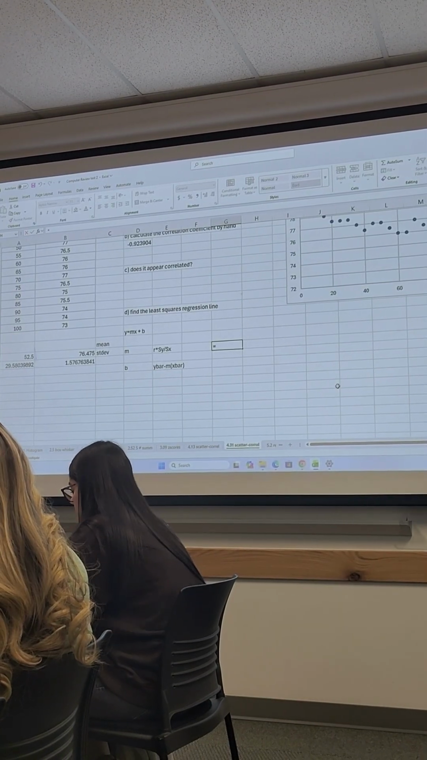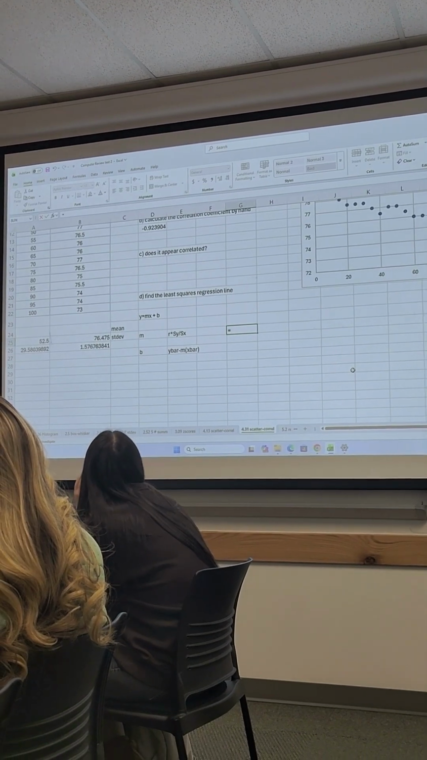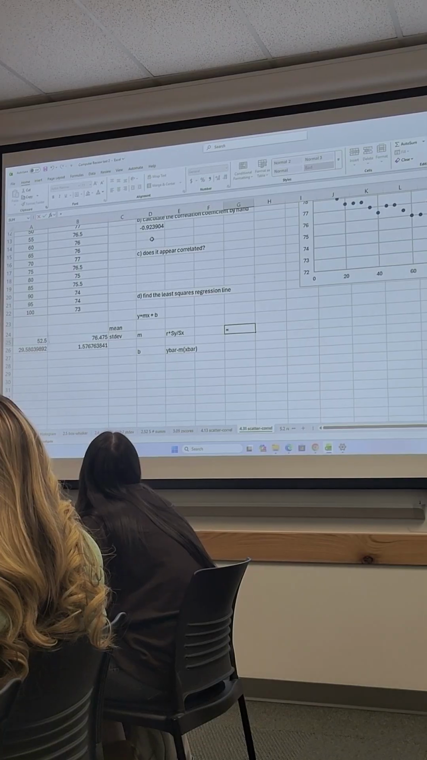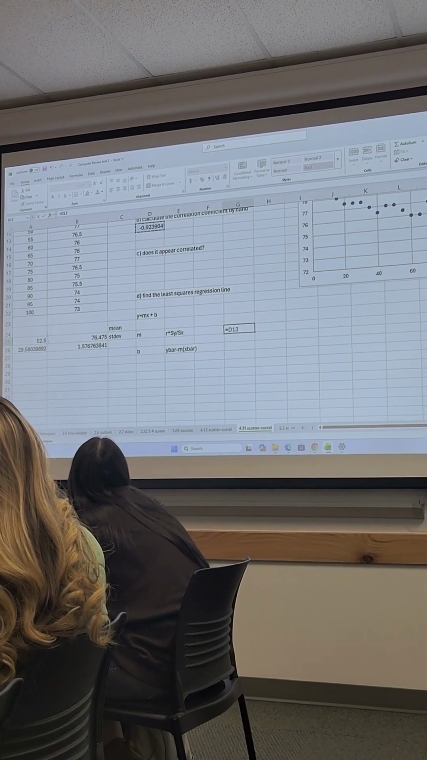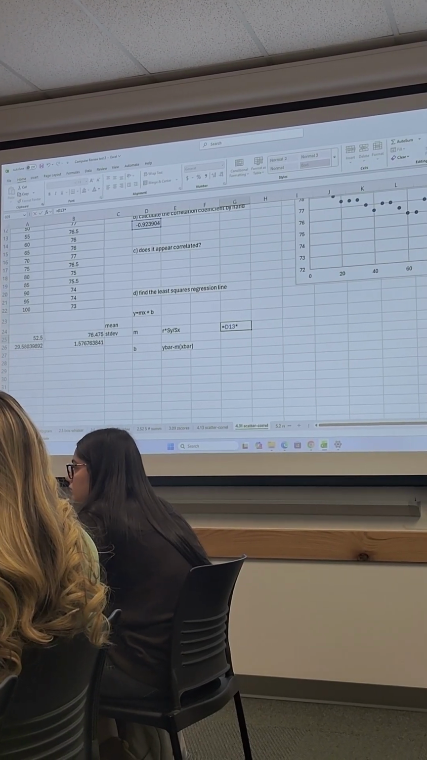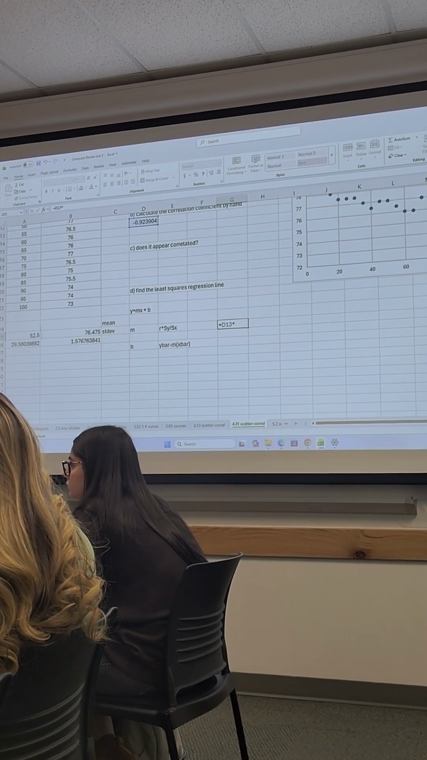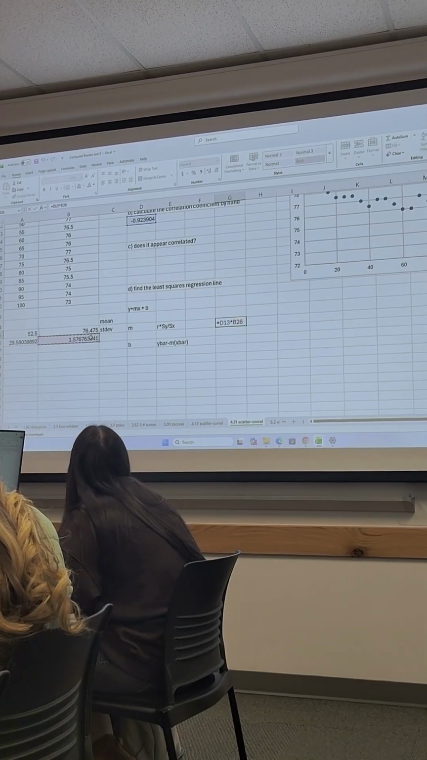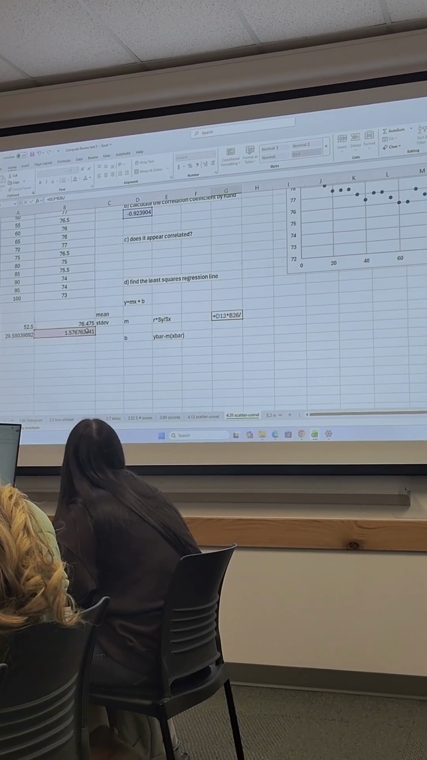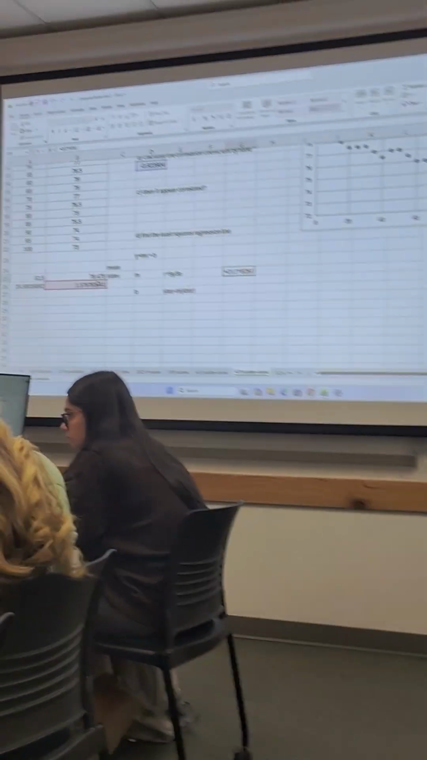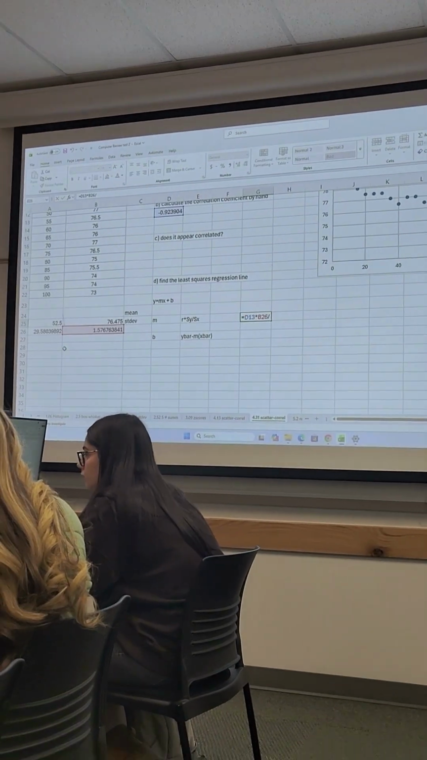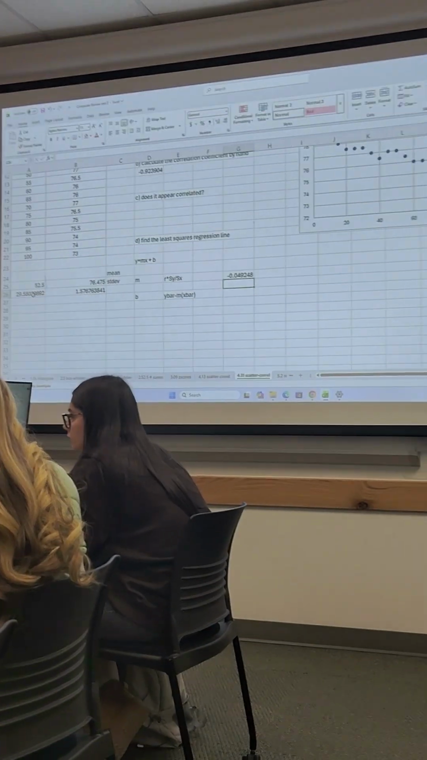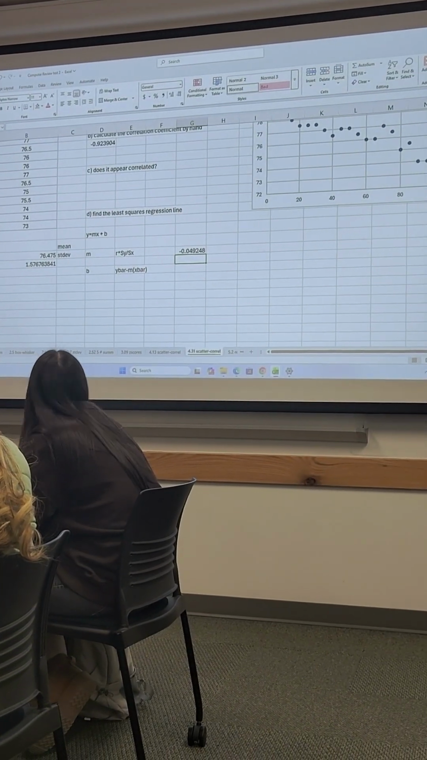Annie, what's the correlation coefficient? And times, what's s of y? This one. And my slope in this case is negative 0.049.